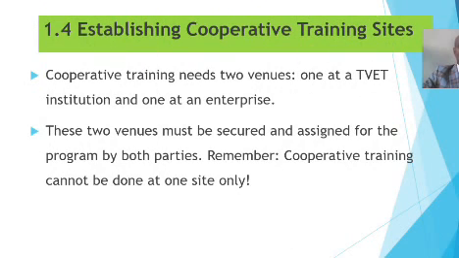Another issue that should be considered when you talk about steps in cooperative training is establishing cooperative training sites. Cooperative training needs two venues, the places where training takes place: one at the TVET institution and one at the enterprise. Why? In the TVET institution, the theory should be given there. It is the place where theoretical knowledge is gained. The enterprise is the place where practice is done, real world work.